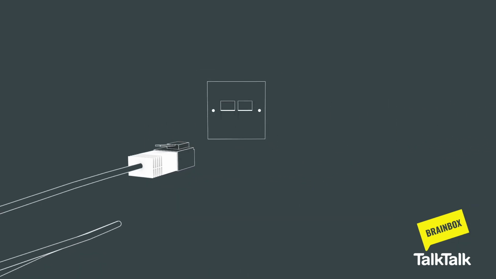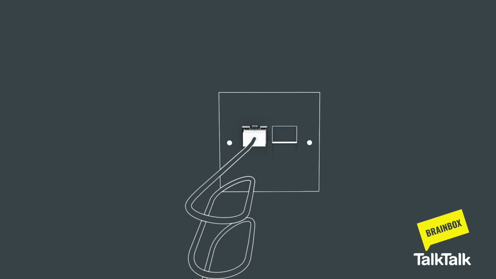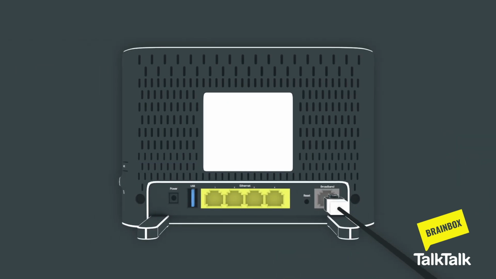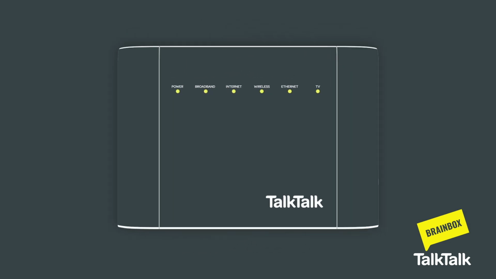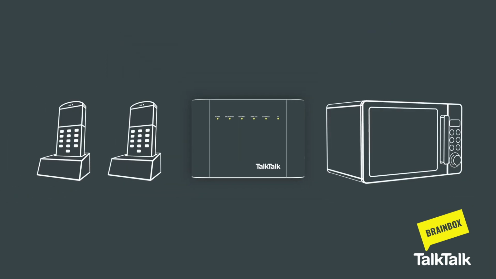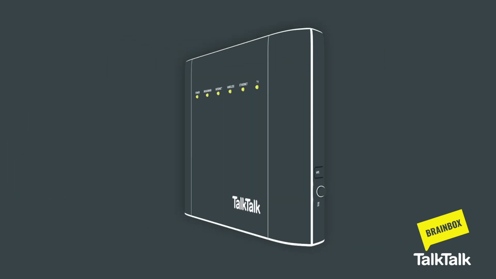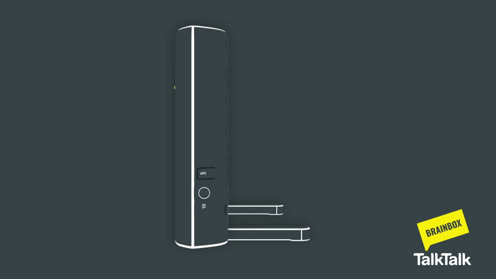Just plug the grey cable into the wall socket, then put the other end of the cable into the broadband port in the back of your router. You should keep your router upright, off the floor, and facing into the room, with no obstacles or electrical appliances nearby. Sliding the 2 feet out will keep it steady.